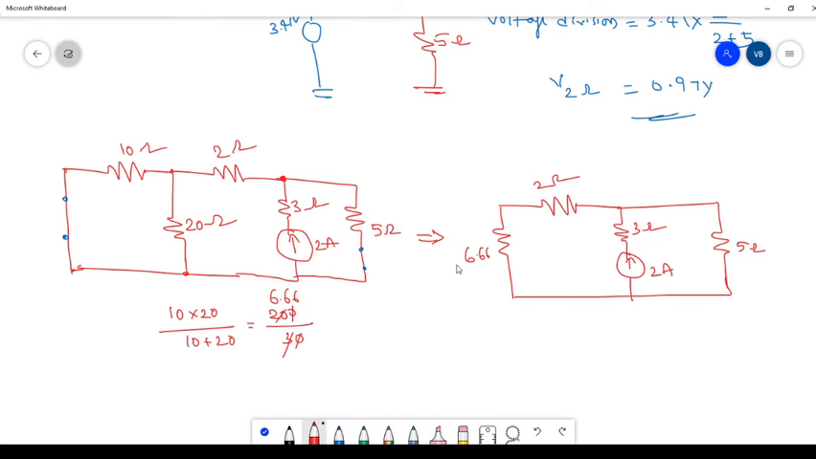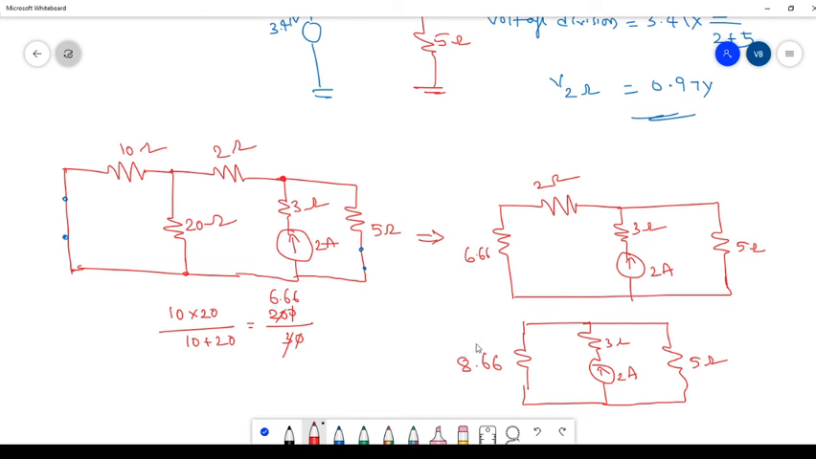These two, how are they connected? These two are connected in series. For series, we need to add these two values. So that will be replaced by a single resistor, that is 6.66 plus 2, which is 8.66. And here I am going to connect a resistor and a 2 amperes current source. And here we are having another current source, 5 ohms, and this is 3 ohms.